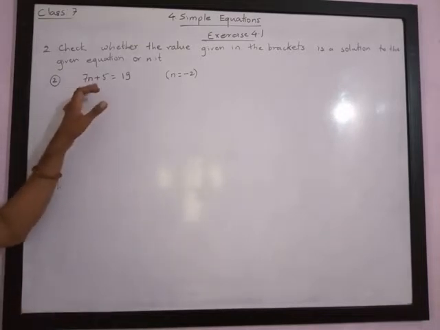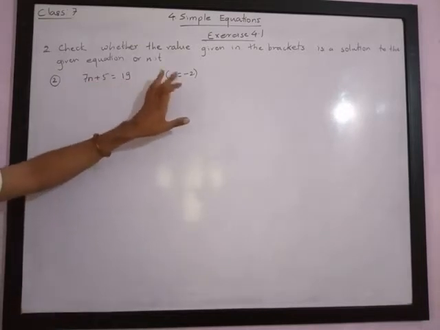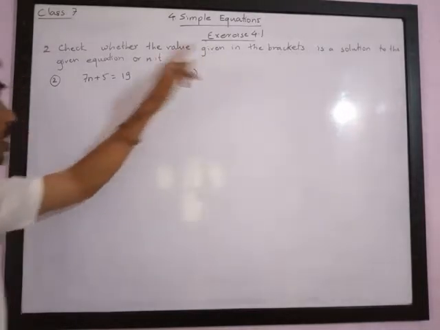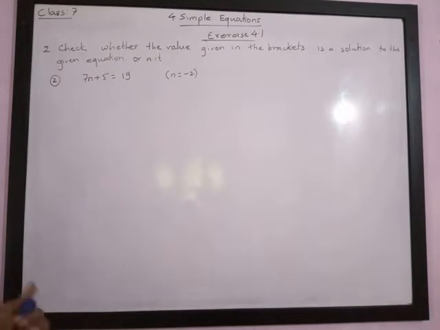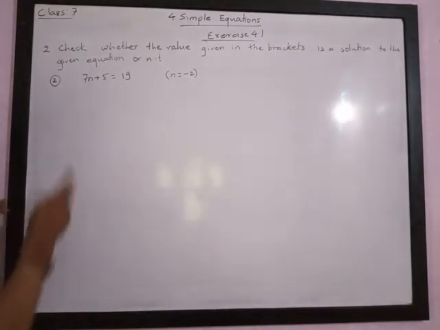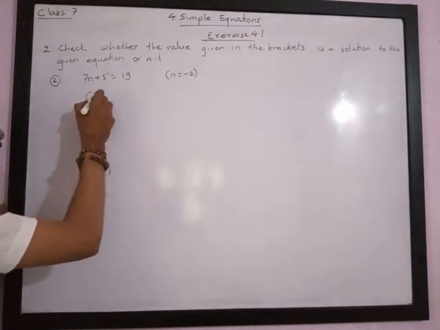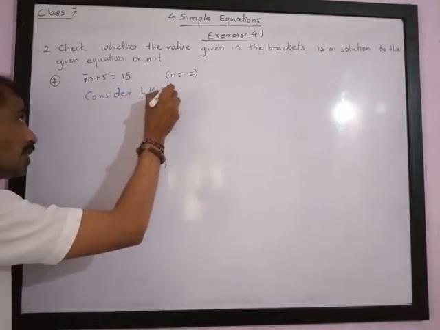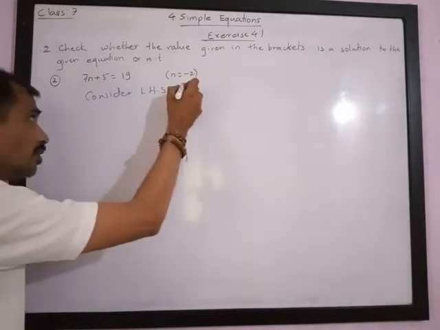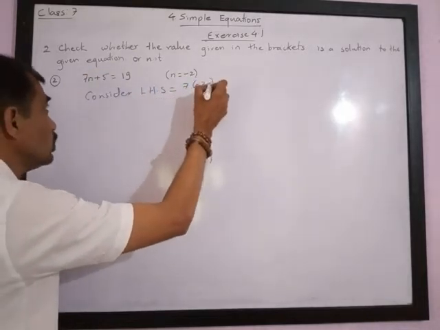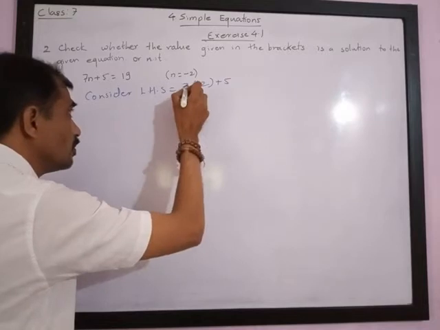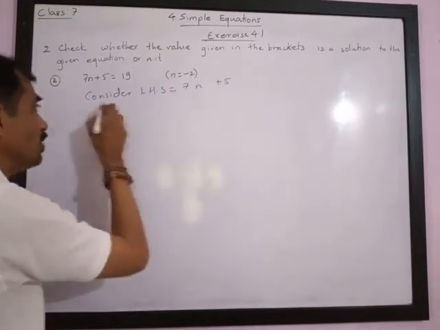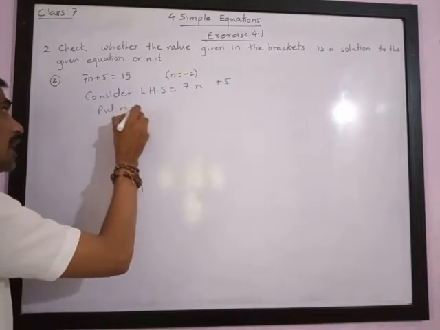The second question is 7n plus 5 is equal to 19, and we are asked to check whether n equal to minus 2 is the solution of the given equation. For this, what we have to do, see. Consider LHS, that is the left hand side of the equation. LHS is 7n plus 5. In this you put n is equal to minus 2.